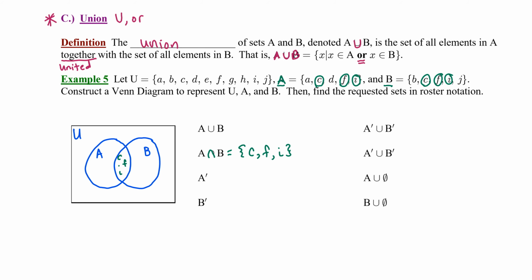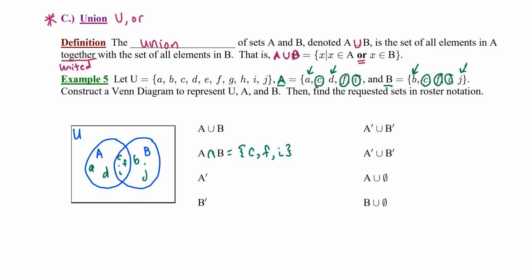In set A, we've already accounted for the location of C, F, and I. The other two elements are A and D. They're going to be inside circle A, but outside circle B. Similarly, in set B, we have leftover elements B and J. They are going to go inside circle B, but outside circle A.